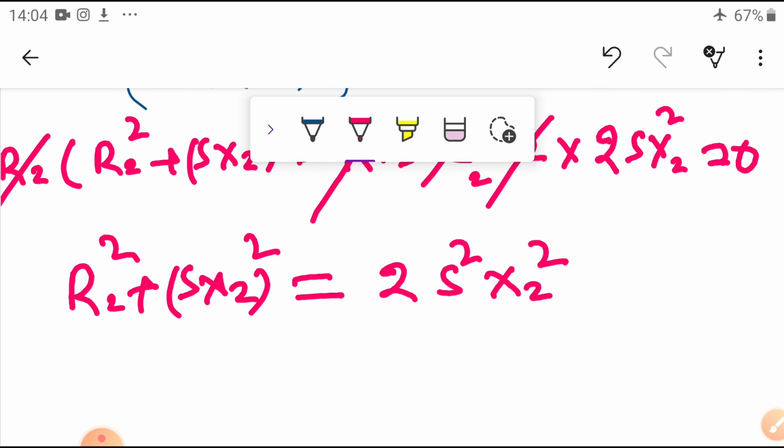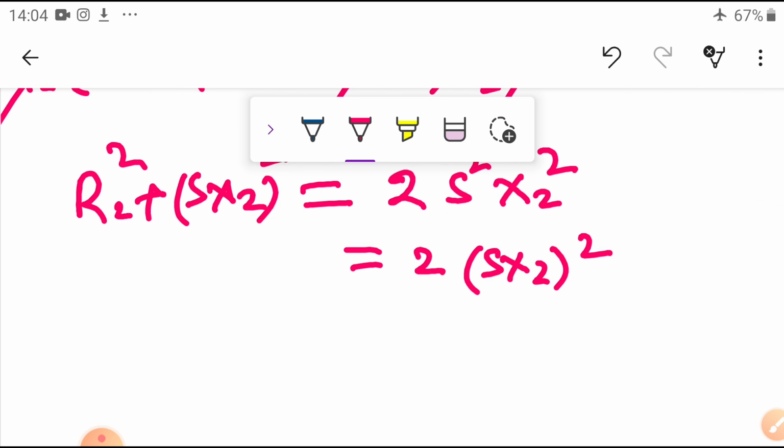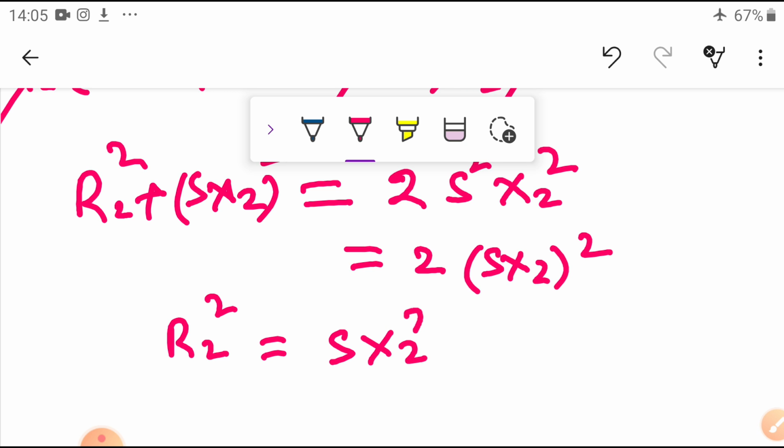Now here, the same thing, I can write this equal to 2 into Sx2 whole square. So now R2 whole square is equal to this minus this one, and we are going to get the Sx2 whole square.